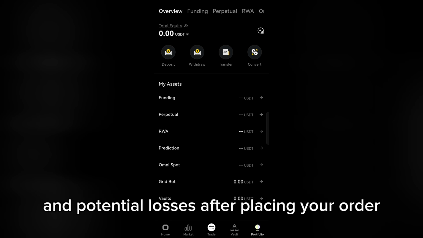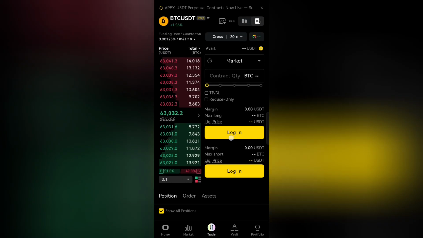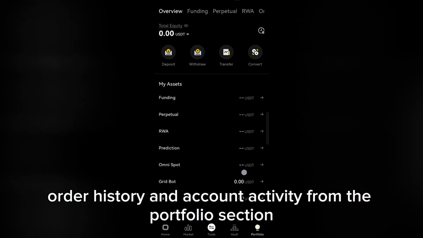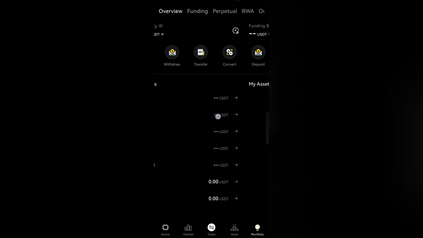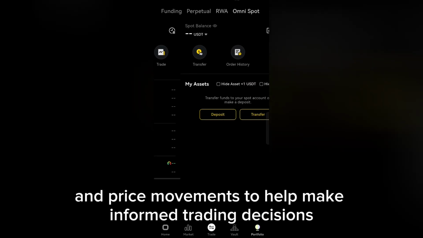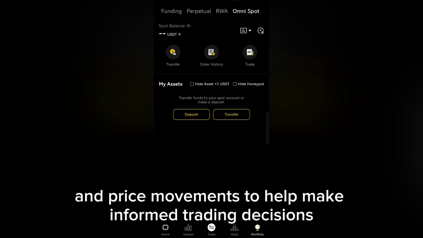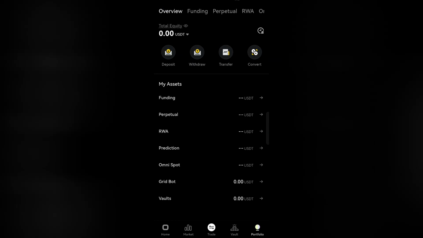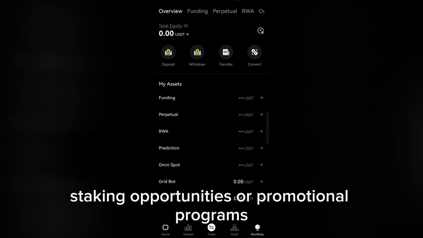After placing your order, you can monitor open positions, unrealized profit and loss, order history, and account activity from the portfolio section. You can also check market charts, trading volume, and price movements to help make informed trading decisions. Some versions of the platform may also offer rewards, staking opportunities, or promotional programs.